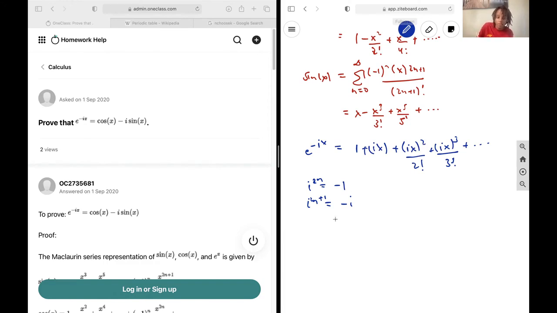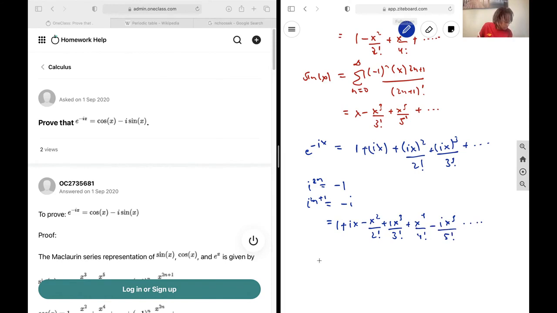And so when we write that out, that will become 1 minus ix minus x squared over 2 factorial plus ix cubed over 3 factorial plus x to the power of 4 over 4 factorial minus ix to the power of 5 over 5 factorial, and you go on like that.